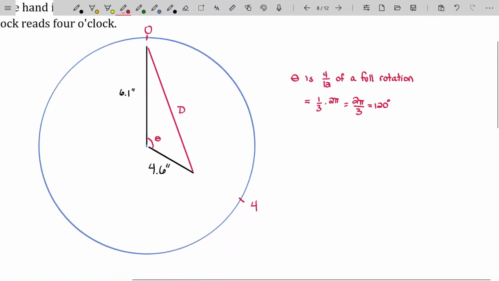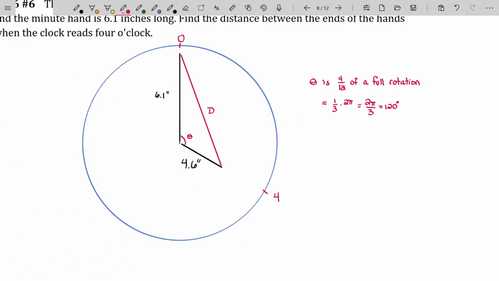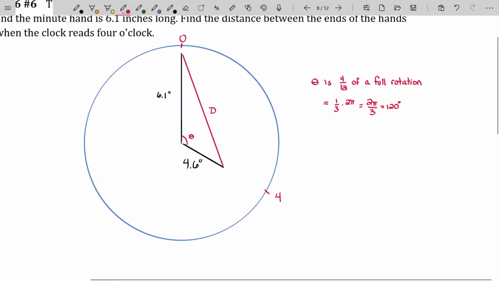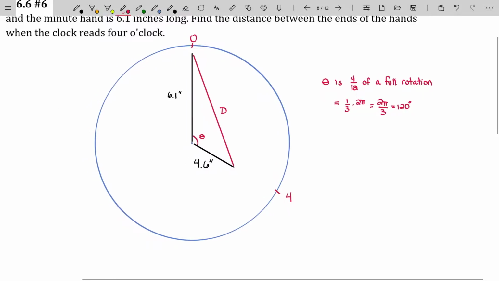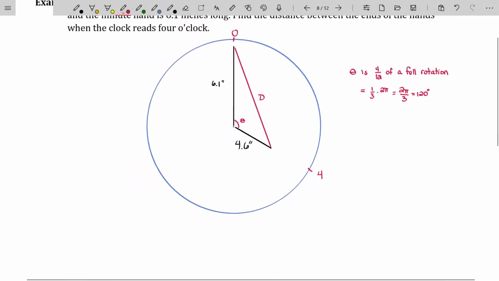If you're a little bit lost on why it is 4/12 of the circle, ask yourself this question. If it was 6 o'clock, what would this angle be? It should be 180 degrees, which is 1/2 of a full circle, which is 6/12 of a full circle. You've gone 6 out of 12 numbers out of the full circle. Here at 4, we've gone 4 out of the 12 numbers. That's why. All right, so let's go ahead and write down this information.